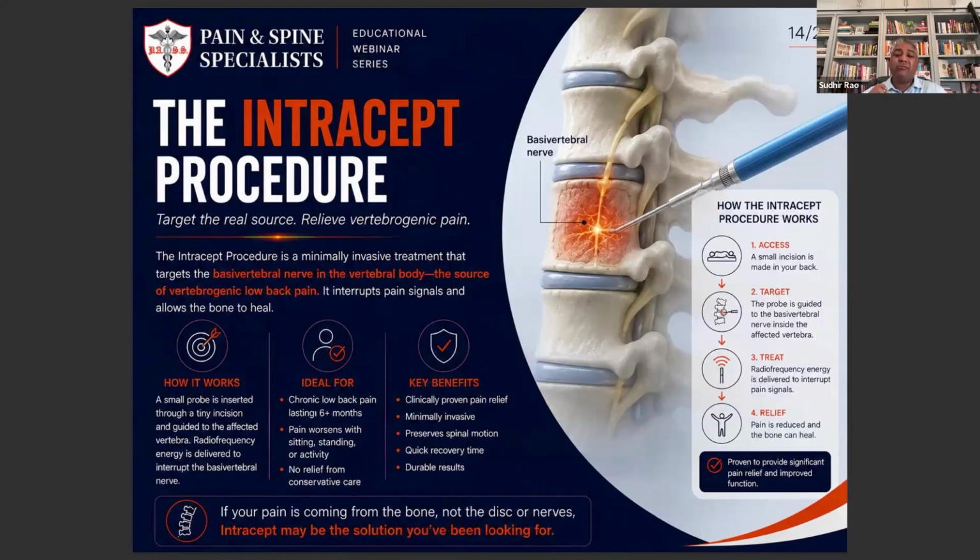So we're using radio frequency energy here to heat the basivertebral nerve, which is the nerve inside of the bone. And if you heat it, it permanently damages that nerve, and you should get pain relief fairly quickly. So we're seeing people do significantly more activity 3 months after this procedure than we've ever seen before.